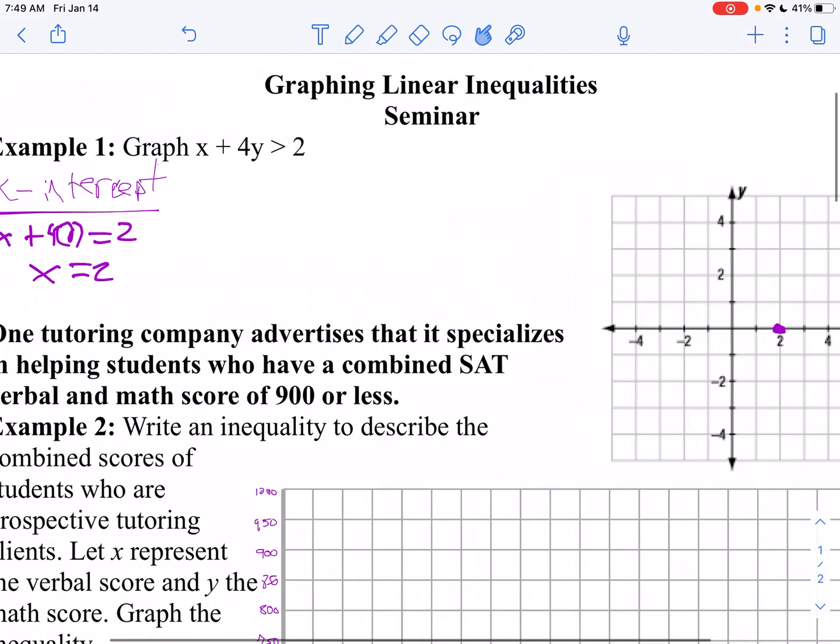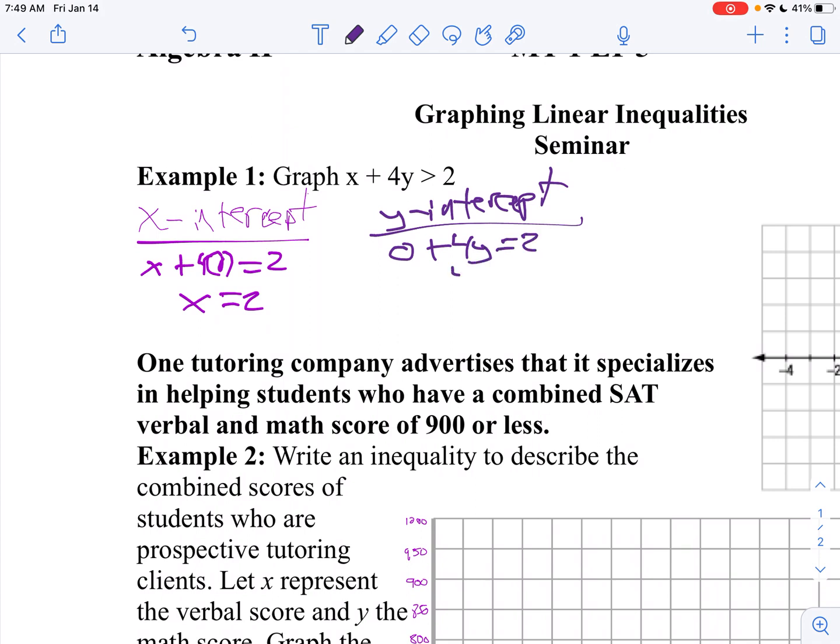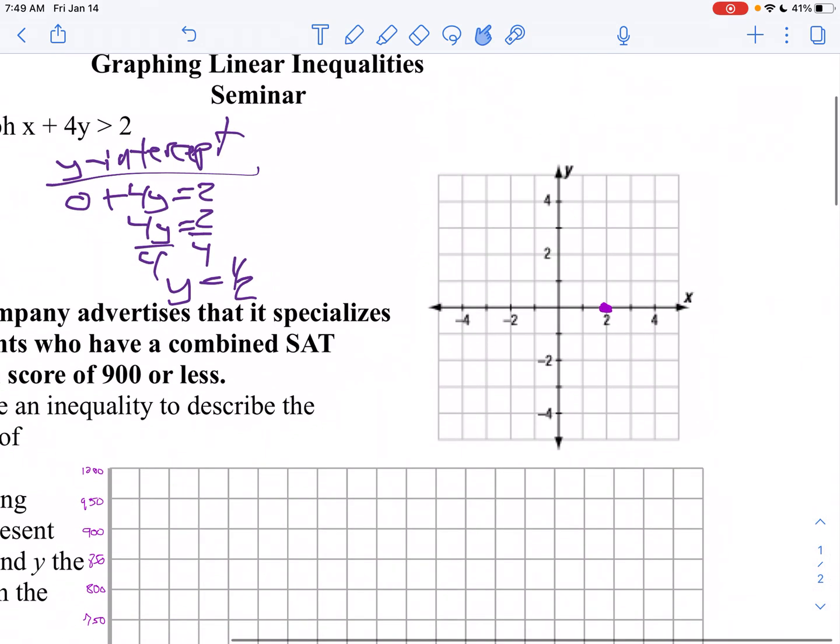Now let's do the y-intercept. And I make x 0 when I do the y-intercept. So x is 0. So I get 0 plus 4y equals 2. So 4y equals 2. Divide both sides by 4. y equals 1/2. So what I'm going to do then is plot the point 1/2 on my y-axis.